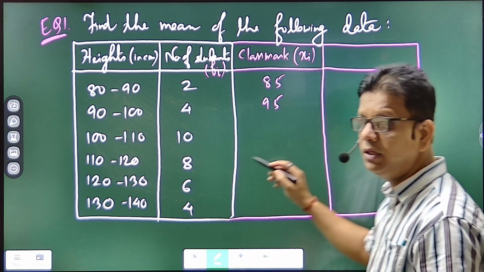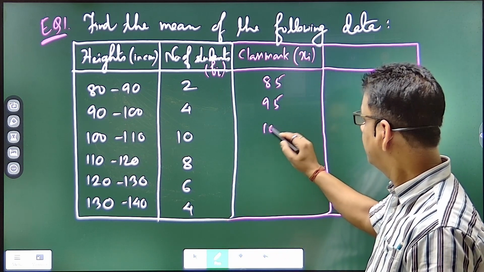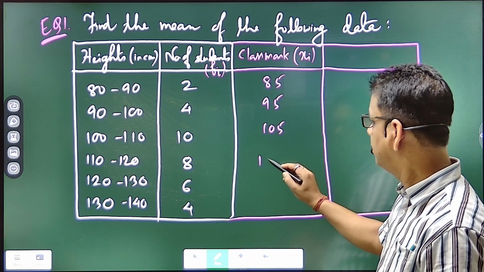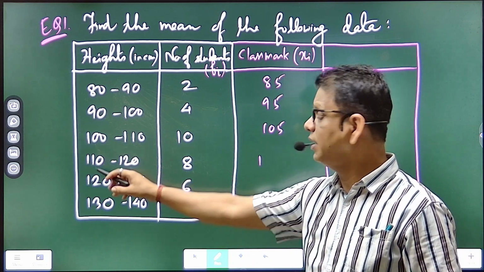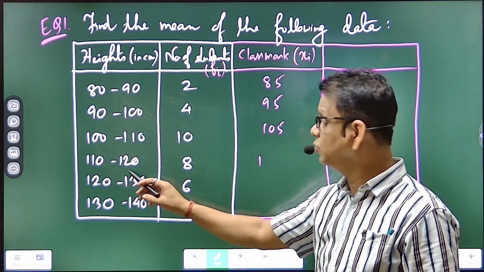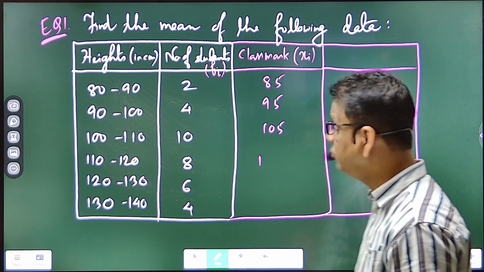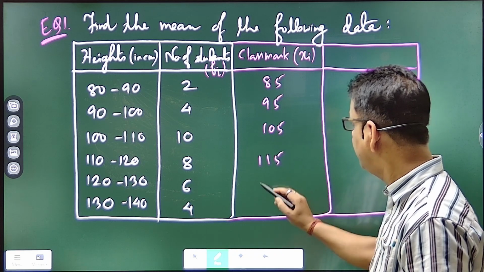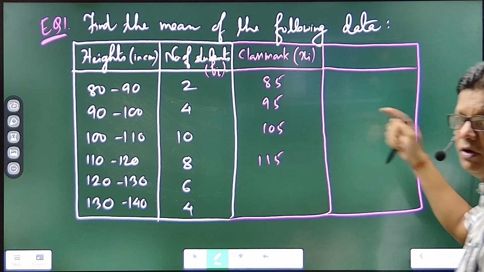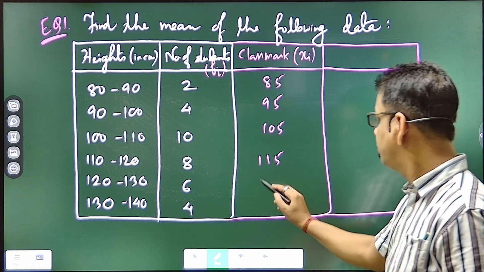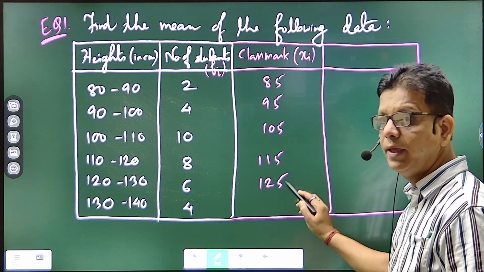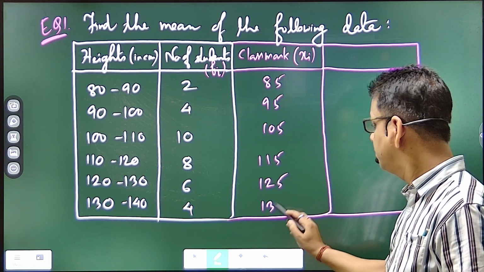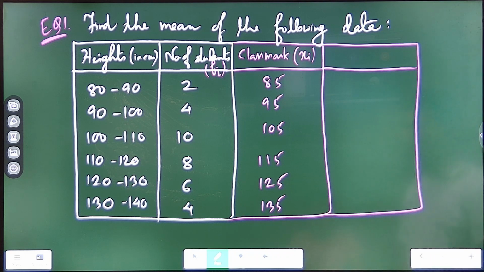Then 100 plus 110, that is 210 by 2 is 105, and 110 plus 120 is 230, and 230 by 2 is 115. See the pattern now: 85, 95, 105, 115, so what will it be? 125, and the last one is 135. Could you understand?